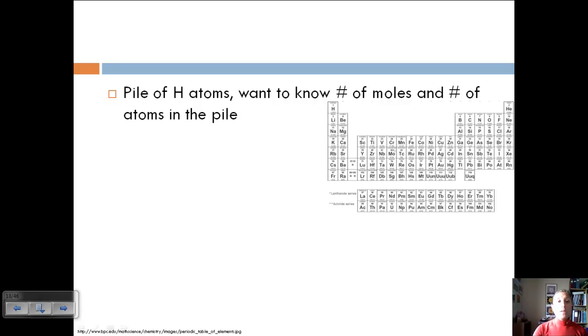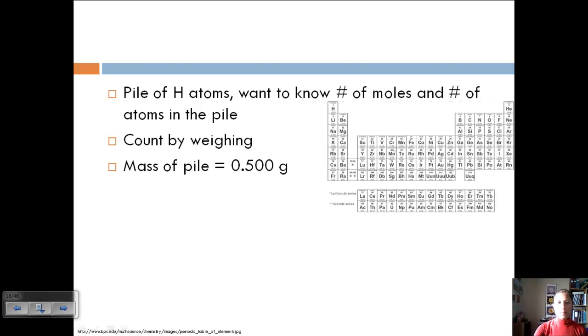Okay, let's try an example. So let's say we have this pile of hydrogen atoms, because who wouldn't have that laying around? And we want to know the number of moles of hydrogen and the number of atoms in that pile. So we're going to count by weighing. Remember, we are relating this to atomic mass, which gives us the number of grams in 1 mole.